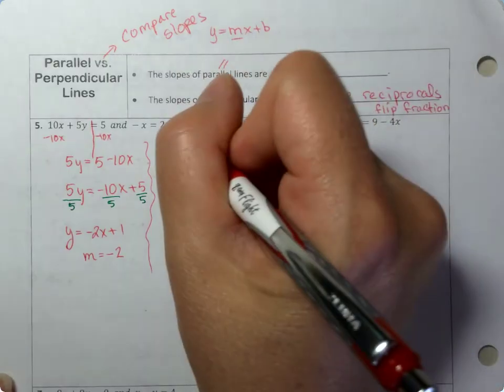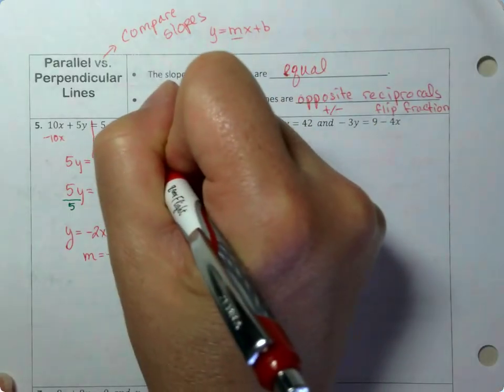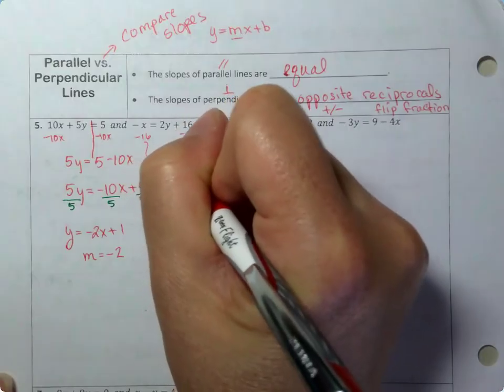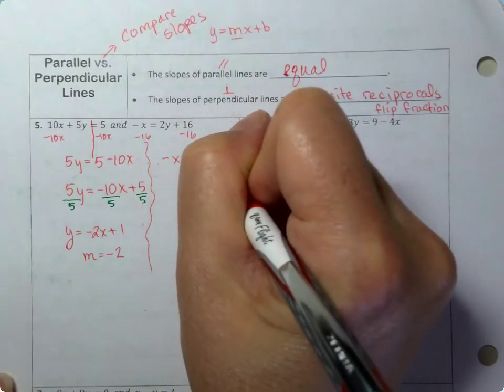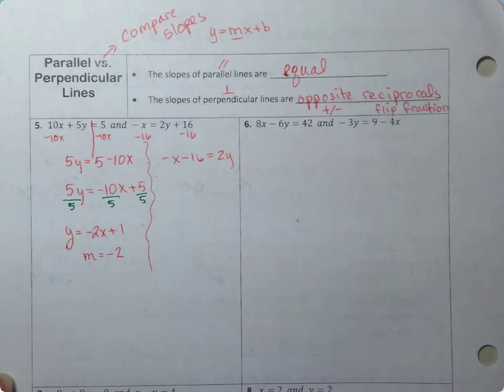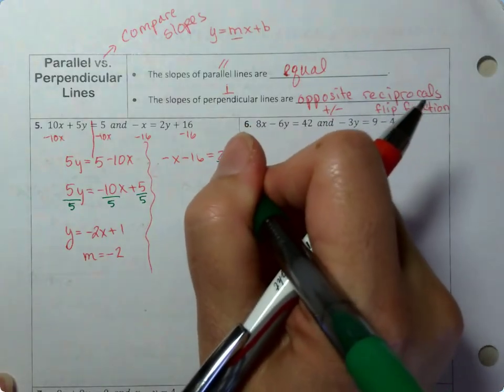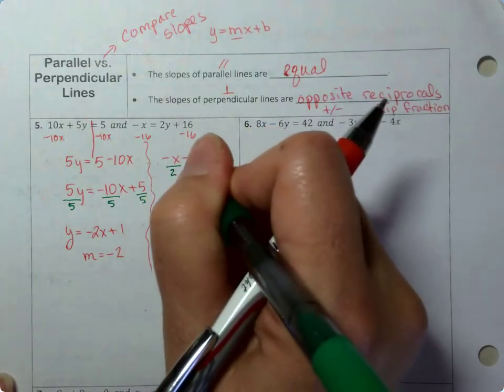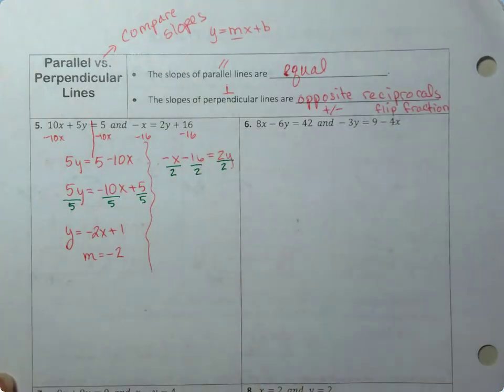Okay, I'm going to leave y where it's at. I'm going to subtract the 16. So I have it as -x minus 16 equals 2y. So there's y. I just need to divide everything by 2. And when I say everything, I mean each piece, both sides.